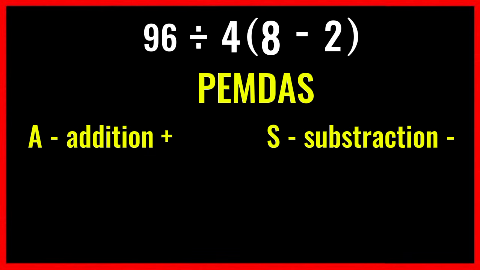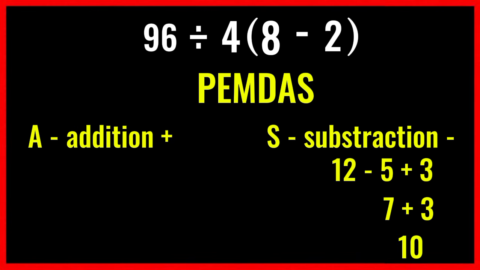They stand for addition and subtraction. Just like multiplication and division, they have equal priority. Solve them from left to right. For example, 12 minus 5 plus 3. Don't add first. Start from the left. 12 minus 5 equals 7. 7 plus 3 equals 10.